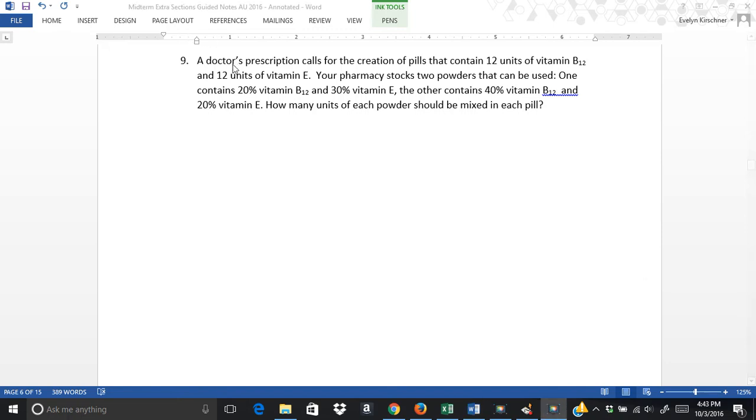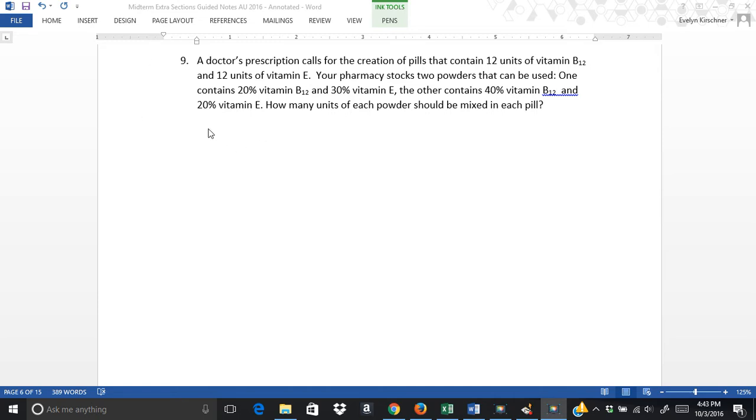Okay, I have a word problem here. A doctor's prescription calls for the creation of pills that contain 12 units of vitamin B12 and 12 units of vitamin E. A pharmacy stocks 2 powders that can be used. One contains 20% vitamin B12 and 30% vitamin E, and the other one is 40% vitamin B12 and 20% vitamin E. And I want to know how many units I should use.